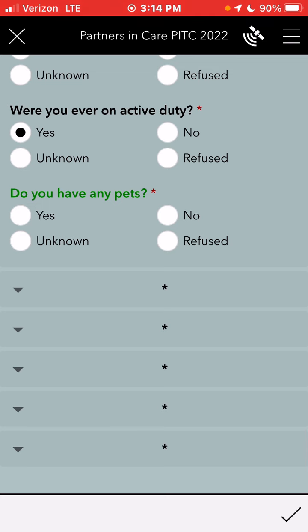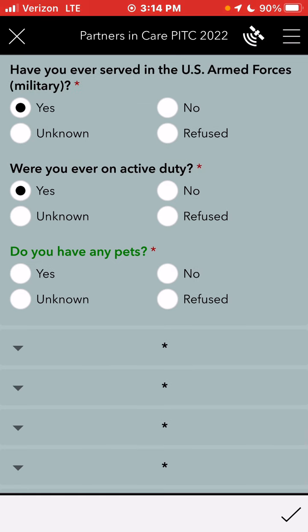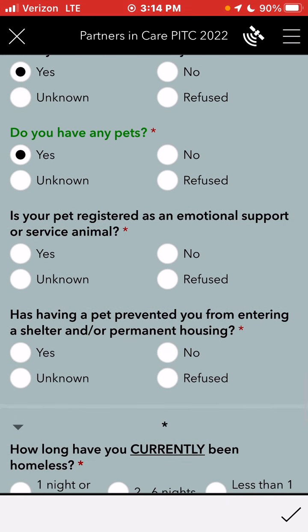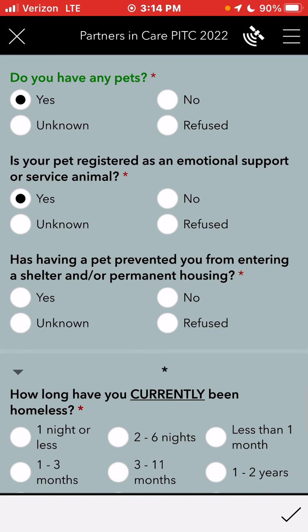The next question is, do you have any pets? Like the Native Hawaiian and military question, if you press yes, 2 more questions pop up. These read, is your pet registered as an emotional support or service animal? And has having a pet prevented you from entering a shelter and or permanent housing?